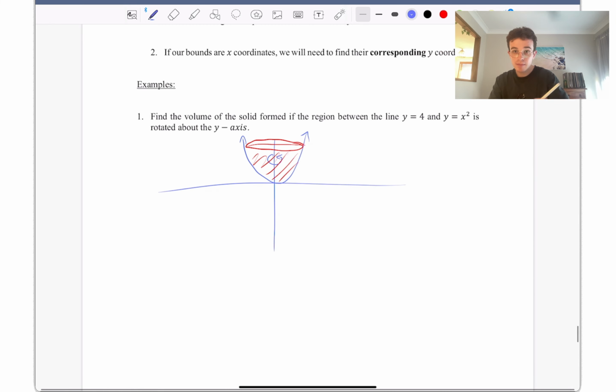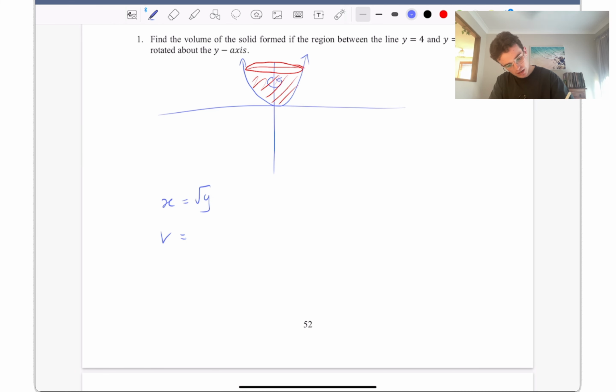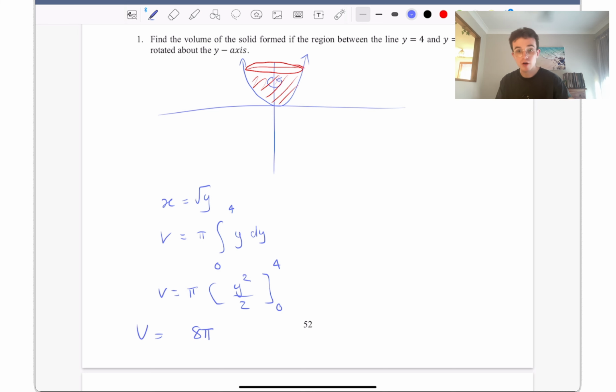So again, we need to make x the subject of this equation. We can see x is going to be the square root of y. And our formula is volume is equal to pi times x squared, which is root y squared, which is y, dy. And we're integrating from 0 all the way up to 4. So volume is pi times y squared on 2 from 0 to 4, which is 16 on 2, which is 8 pi. So the volume of that solid is 8 pi.